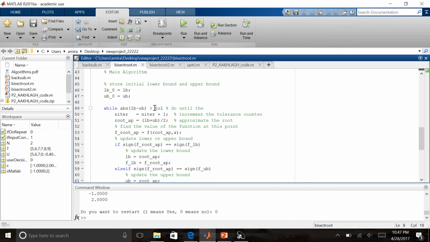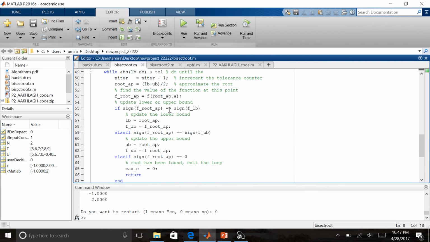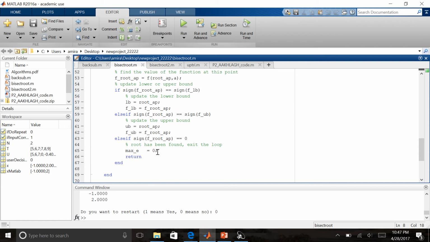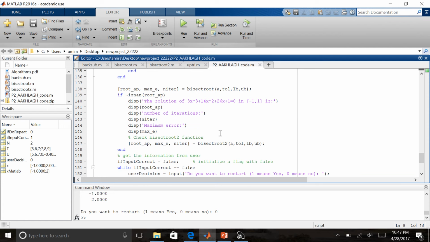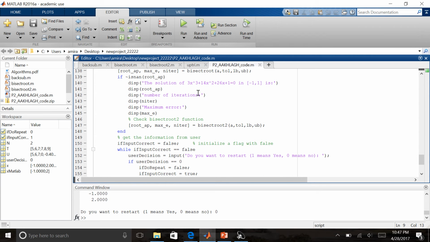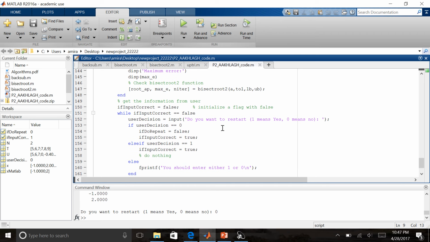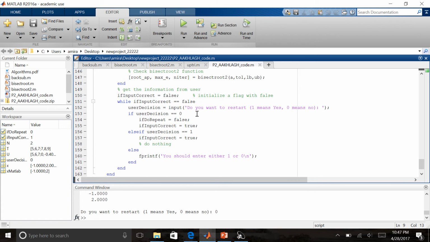So here we have the tolerance, and this is going to help us find the number of iterations and the maximum error. So let me go back to our code. Then we're going to run the bisect root, and once we run it, we're going to have the solution, the number of iterations, and the maximum error displayed. We're also going to have a question if we want to rerun this application, yes or no. And let's just try it out.